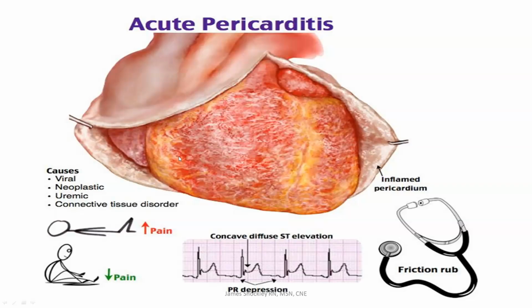So with this illustration here, we see the inflammation of the pericardium. We see the causes. You see your little stick figure in the lower left-hand corner that we see increased pain when you're lying flat and decreased pain when you're sitting up. All right, we do see ST elevation. We also see PR depression. I don't really teach my students about PR depression. And then we can auscultate that pericardial friction rub.